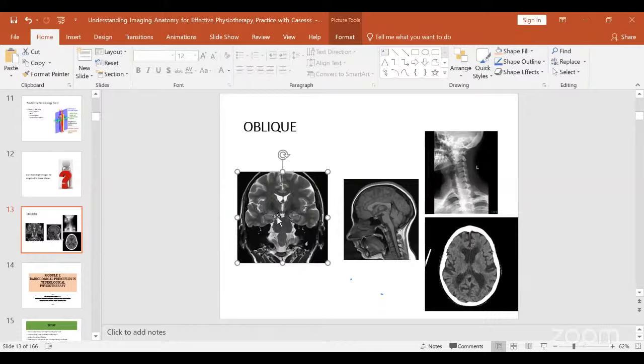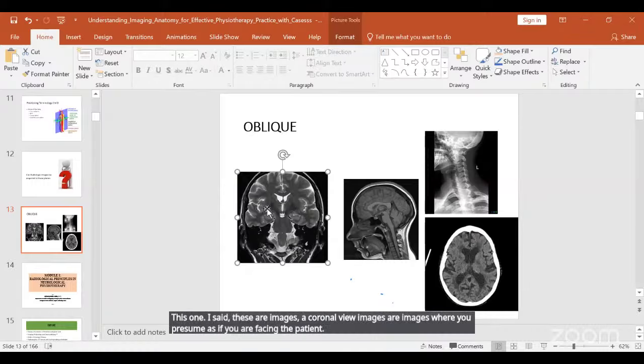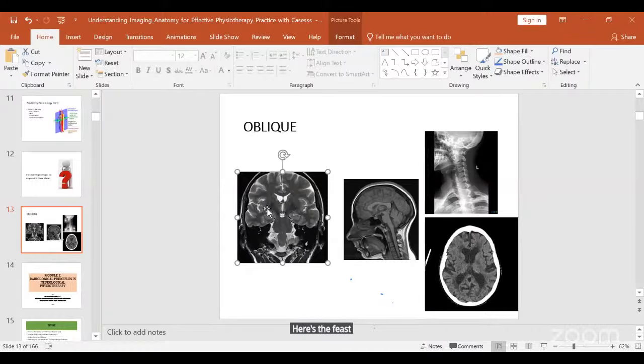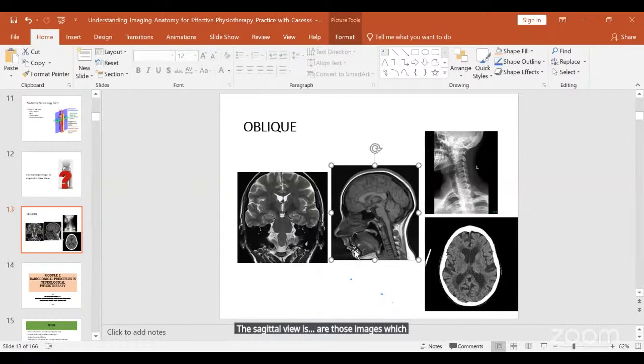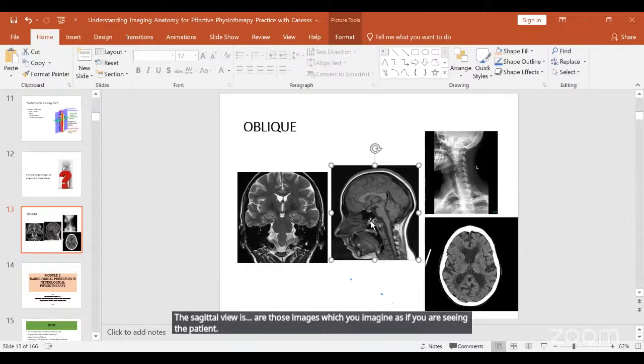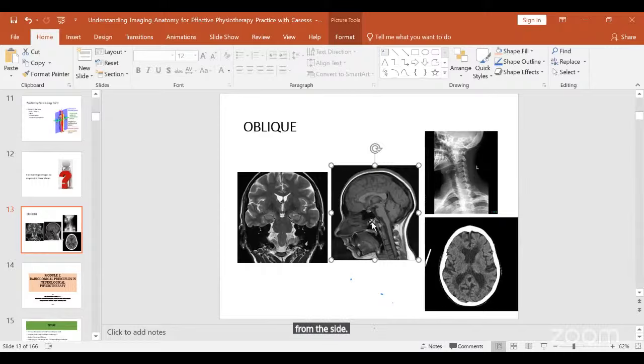None? This is from the back. The front one is from the back, I think. I said these are images. The coronal view images are images where you presume as if you are facing the patient face to face. Even the images will appear as if the patient is facing you. That's coronal view. The sagittal view are those images which you imagine as if you are seeing the patient from the side. Are we together?